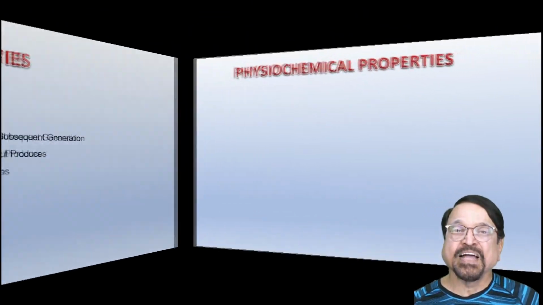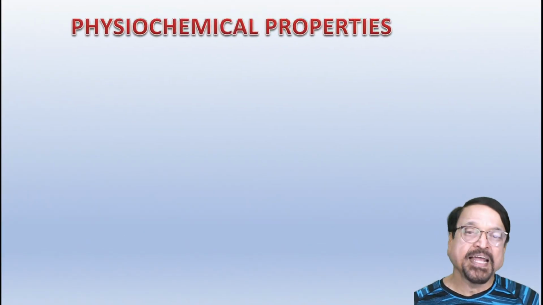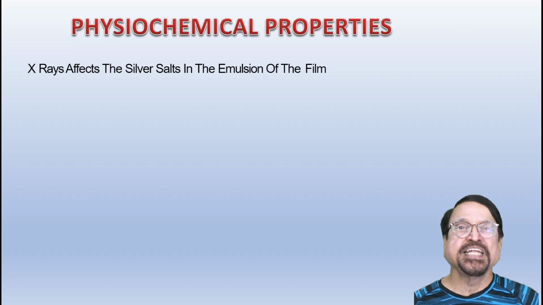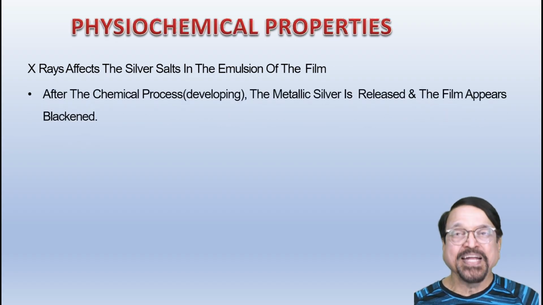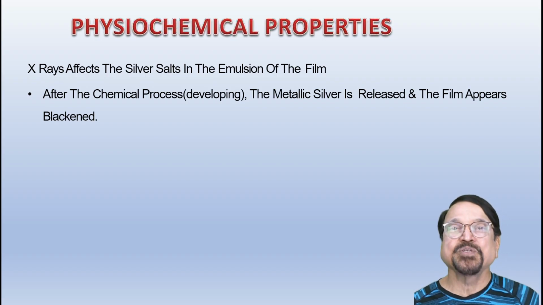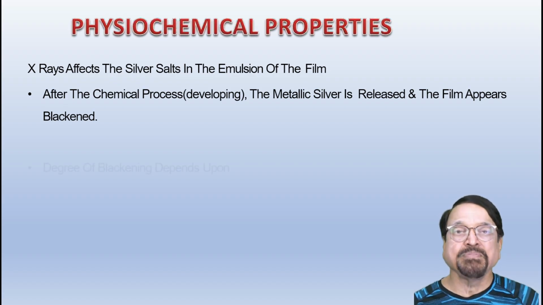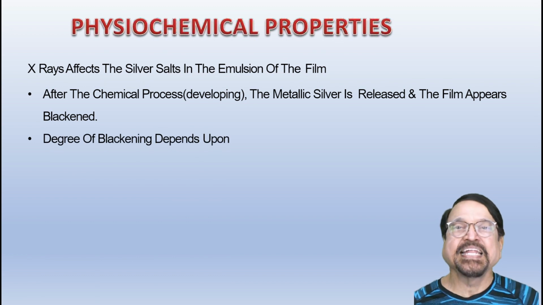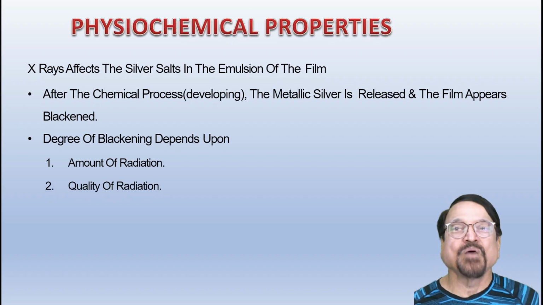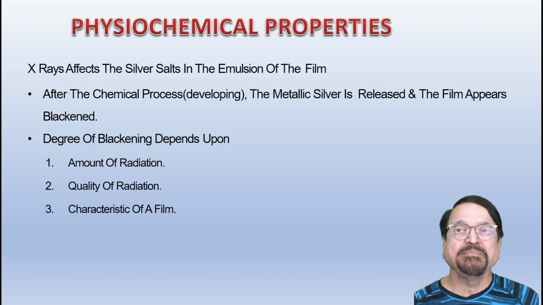Though they have come from animal experimentation, they can apply to humans also. The X-ray can affect silver salts in the emulsion of the film. You know it, developing, fixing, how it was done. Nowadays it is done less, but still you should know. After the chemical process, that is developing, the metallic silver is released and the film appears blackened. The degree of blackening depends upon the amount of radiation, quality of radiation, and the characteristic of the film.